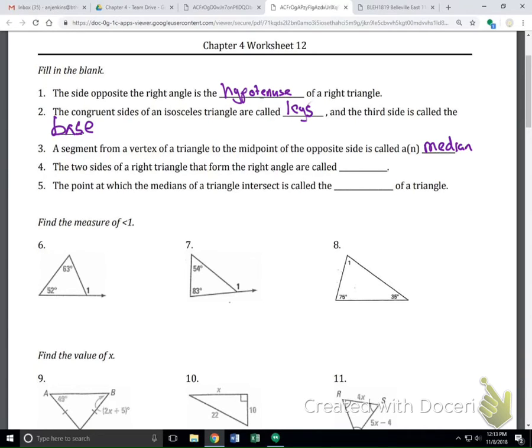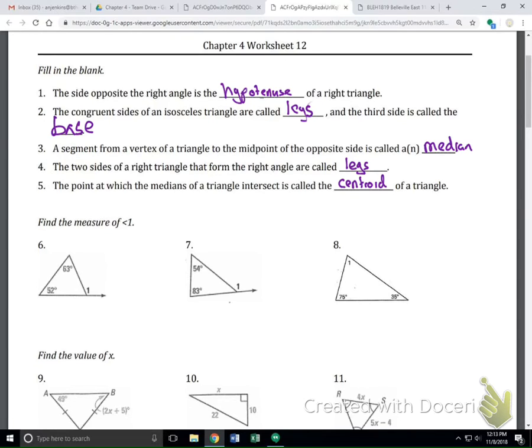The two sides of a right triangle that form the right angle are called what? They're called the legs. Okay, and then where all the medians intersect is that centroid.